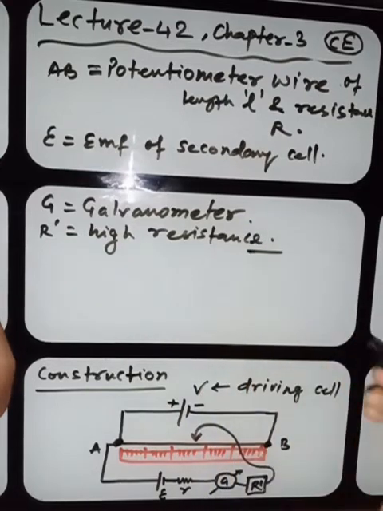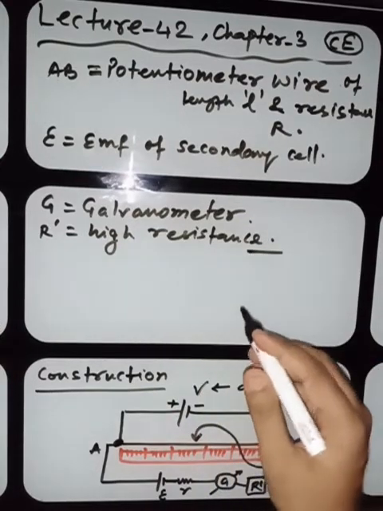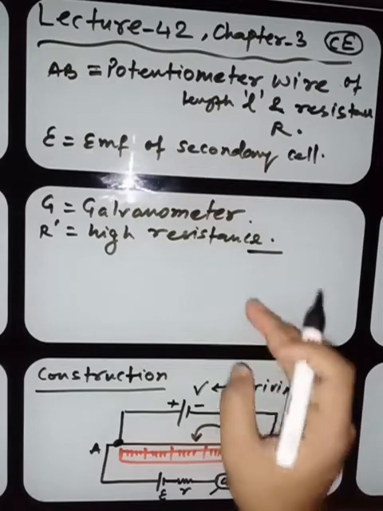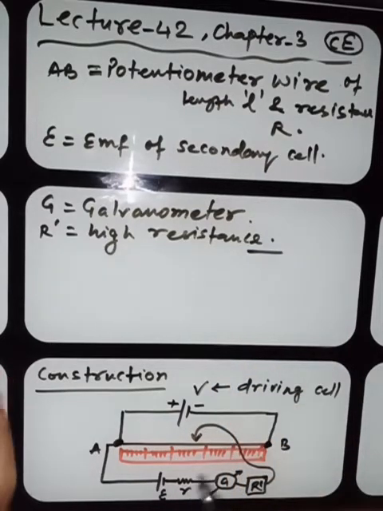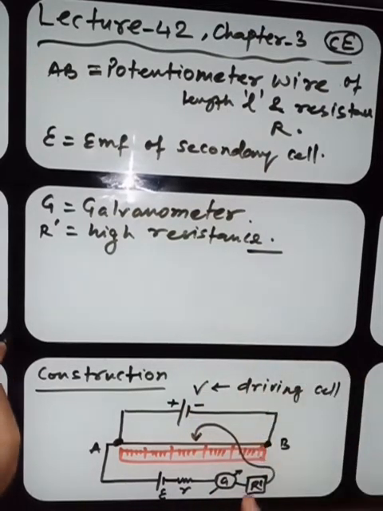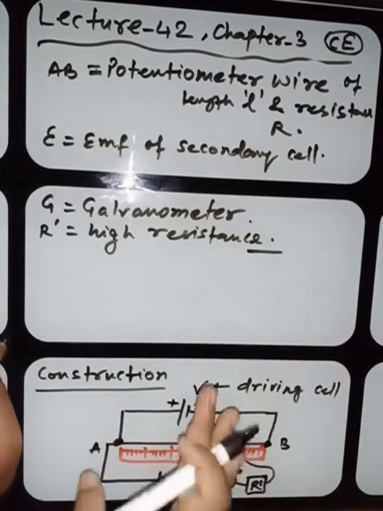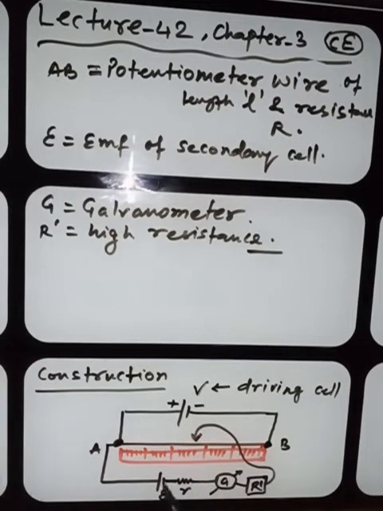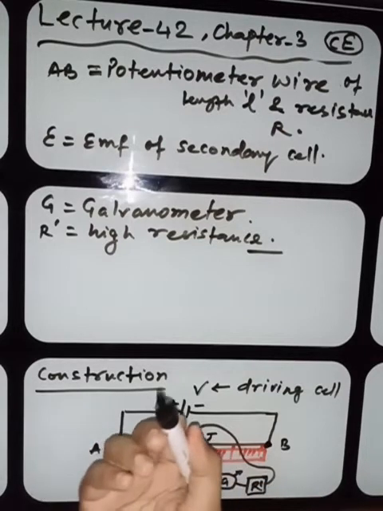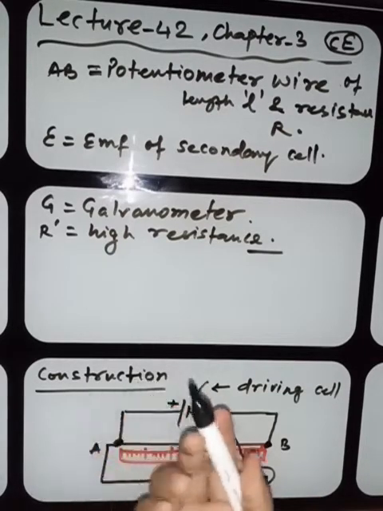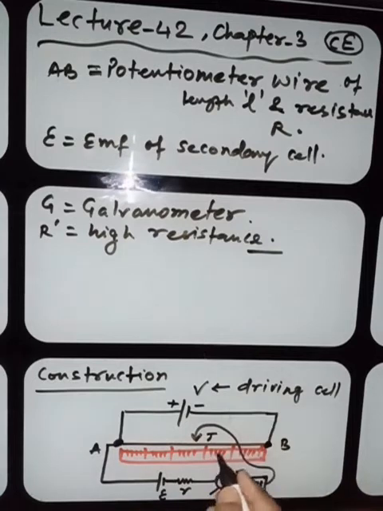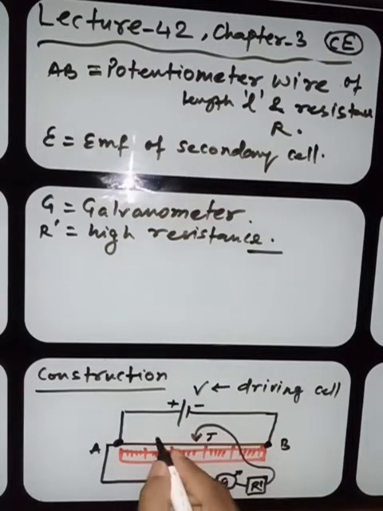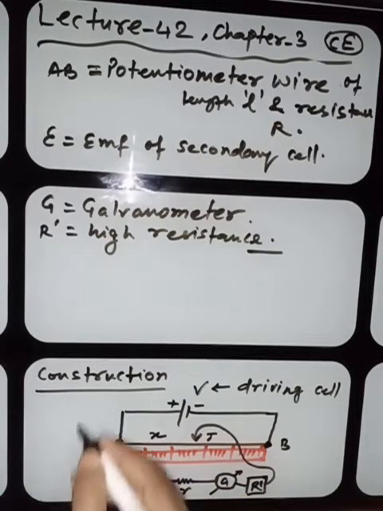Okay, high resistance. This high resistance is only provided to protect this galvanometer. We will study how this high resistance will not affect any experimental observation. And this length from A to J, what is this J? J is the jockey, a metallic pin. We have studied it in the meter bridge also. So this length from A to J is called the balance length, X.